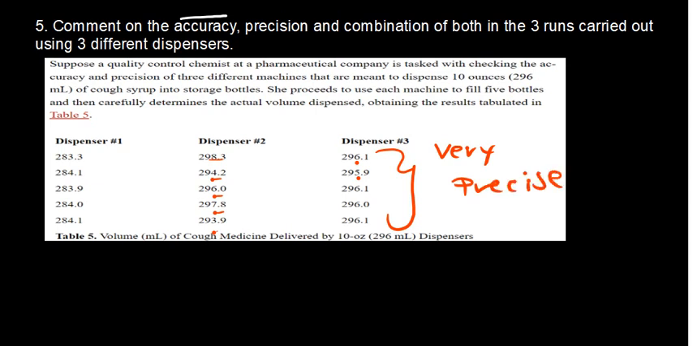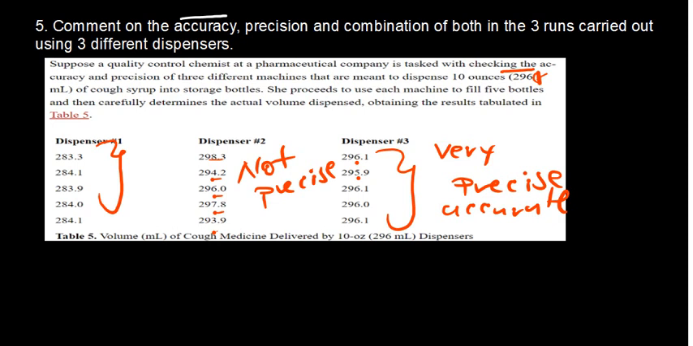Then in terms of accuracy, we need to compare the values that we have in respect to the actual one, which is 296 milliliters. So they are also accurate because they are closer to that value. Then these, they are not precise as they are not closer to each other. They are not accurate because they are far from the actual value there. These ones are precise because they are closer to each other, but they are not what? They are not accurate because they are not closer to the actual value.